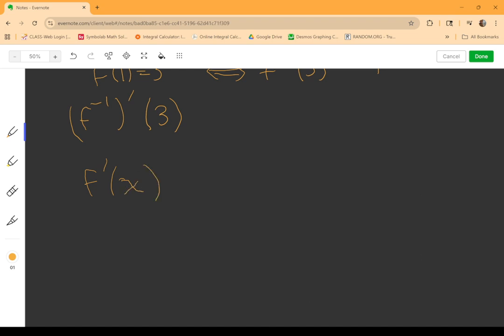f prime of x is equal to 1 over 2 root x plus 2x, again using the power rule, and the constant just becomes 0. And what I'll do is plug in the value at 1. So at 1 we get 1/2 plus 2, so now we get 5/2.